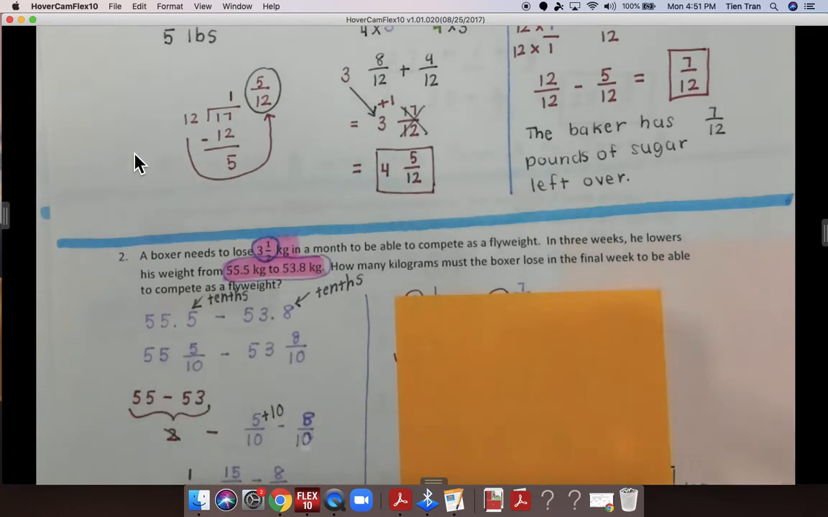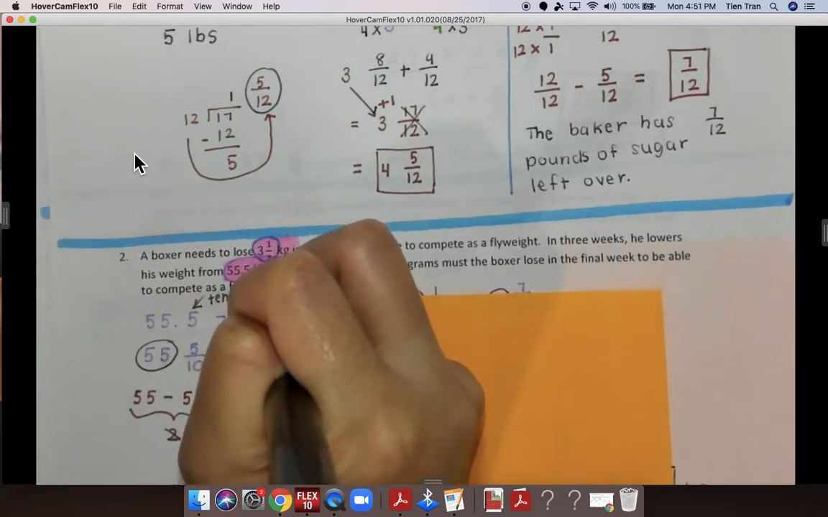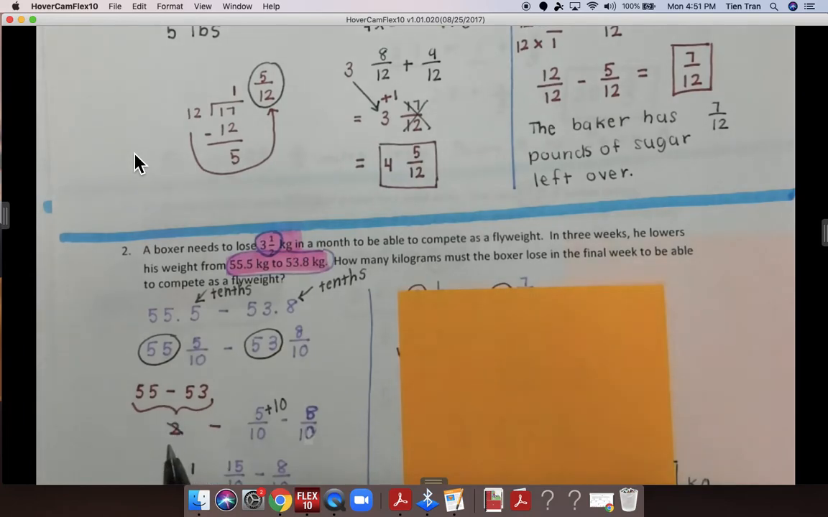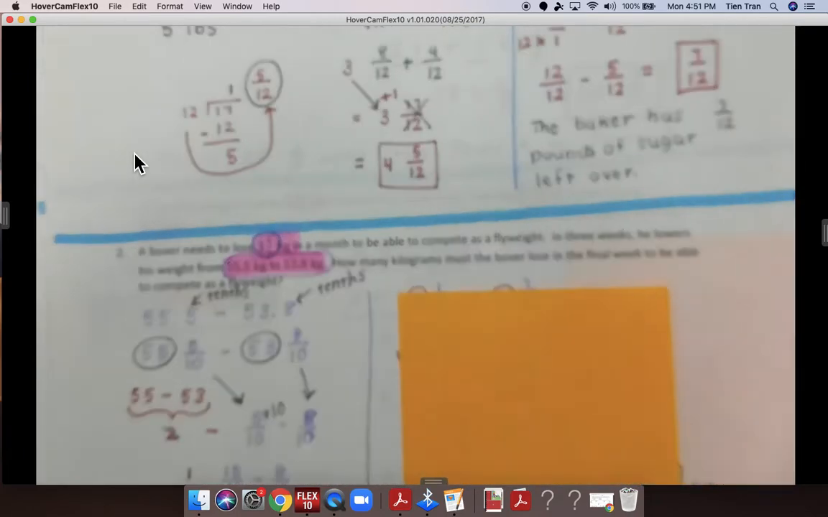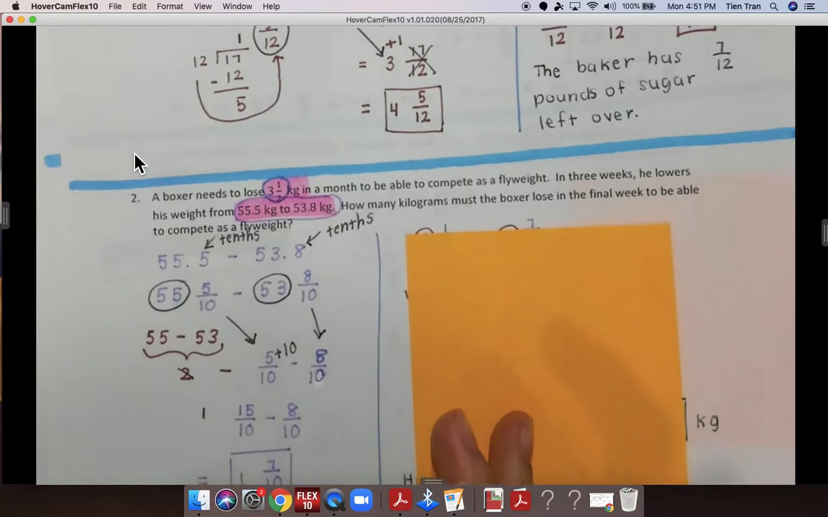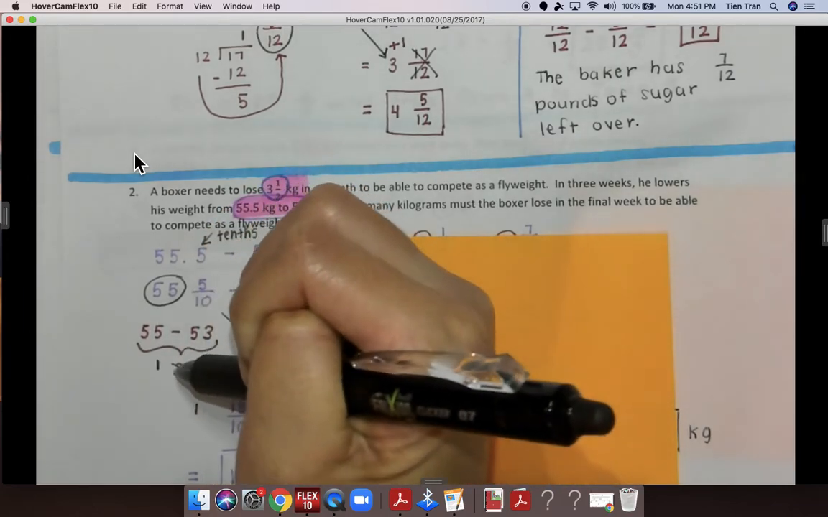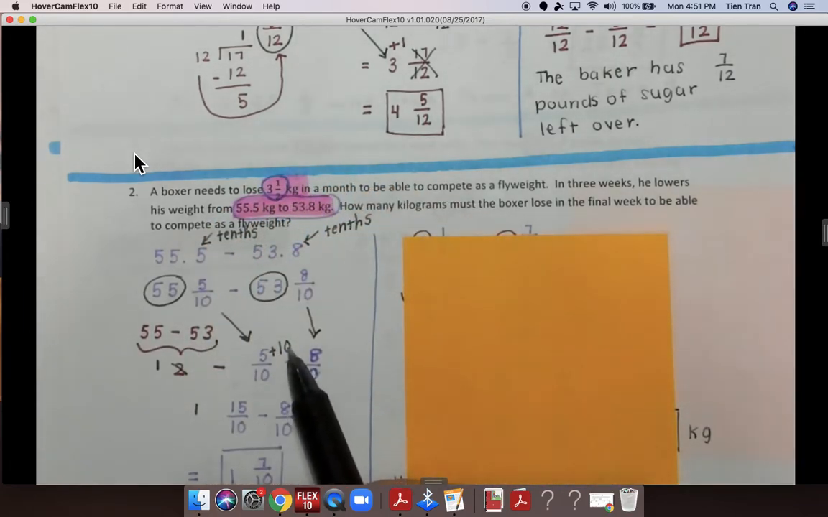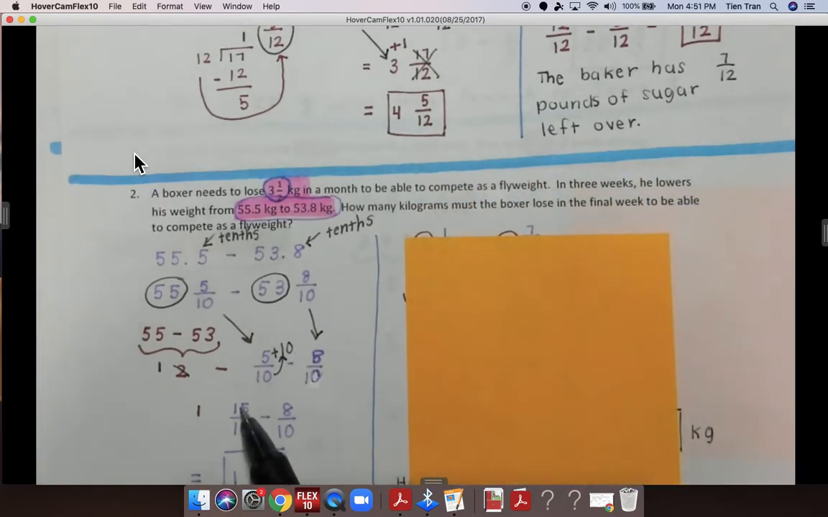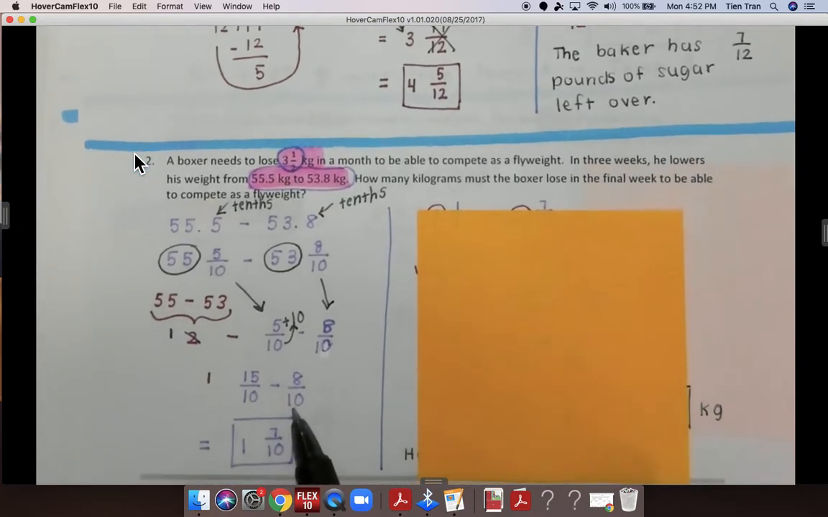Now I'm going to subtract my whole numbers, 55 minus 53. 55 minus 53 is equal to 2. And I'm bringing down 5 tenths right here and 8 tenths. So now I have 5 tenths minus 8 tenths, and I can't subtract 5 minus 8. So what I need to do is borrow from my whole number. I borrowed from my whole number 2, and it changes to a 1, and I'm adding 10. So I add the denominator to the top. 5 plus 10 is equal to 15. 15 minus 8 is equal to 7. So I have 1 and 7 tenths as my final answer.